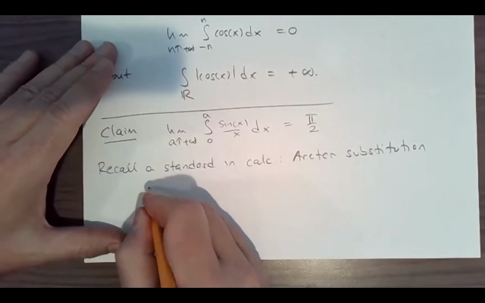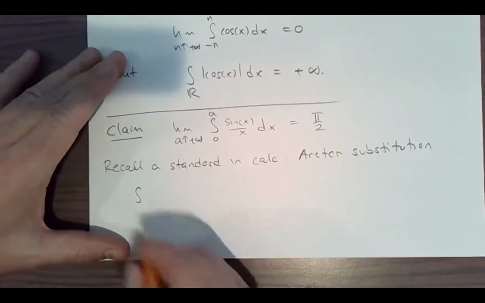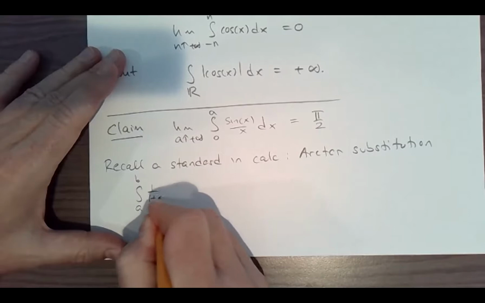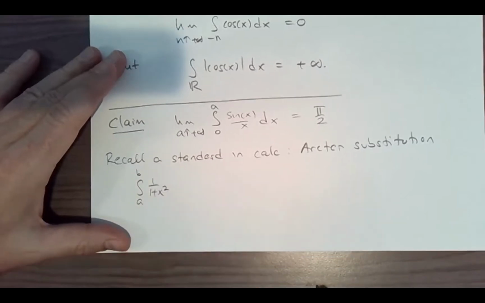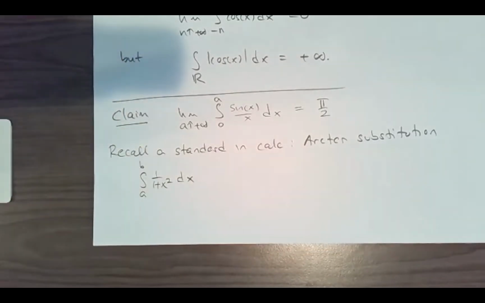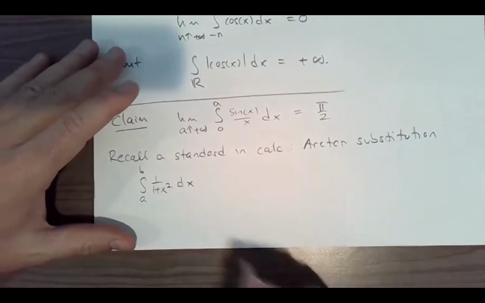If I'm looking at an integral from a to b of 1 over 1 plus x squared dx, when you face an integral like this, arctan is what comes to mind. So you substitute in.